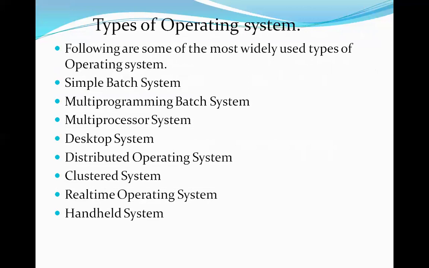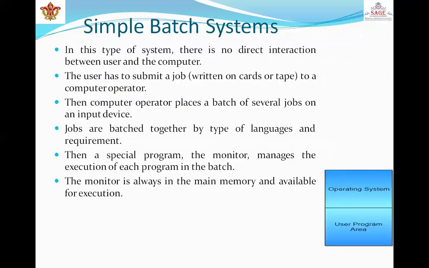Next is types of operating system. Following are some of the most widely used types of operating system. First is the simple batch system. In this type of system, there is no direct interaction between the user and the computer. The user has to submit a job to a computer operator. Then the computer operator places a batch of several jobs on an input device.